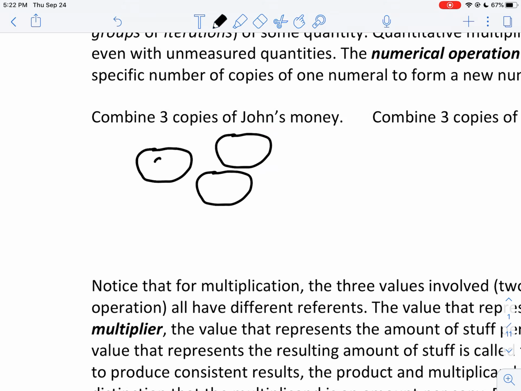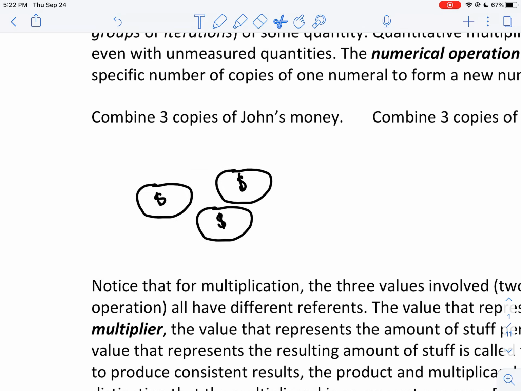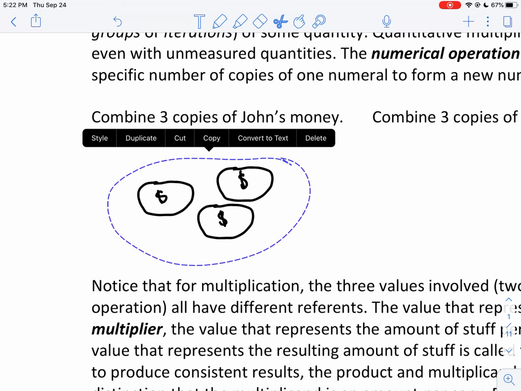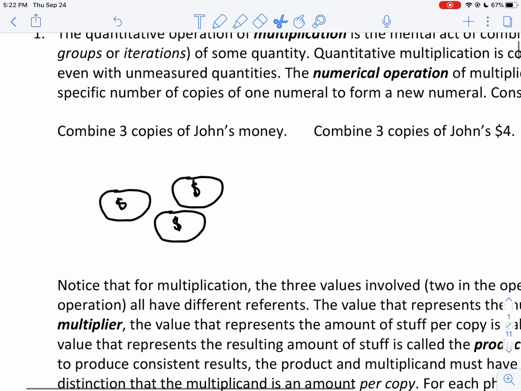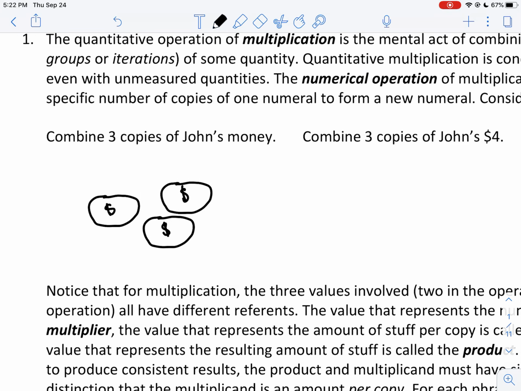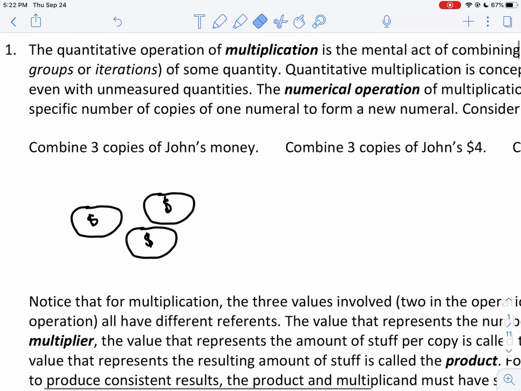We don't know how much money it is. Let's just put some sort of a dollar sign in here. And you combine them into a new amount. And so this collection here combined is 3 copies of John's money. And I can imagine that without even knowing how much money John has. We could even keep 3 general and just imagine this idea of copying until I've copied a certain number. I just wanted to specify 3 so I could say when to stop the copying. But you can imagine multiplication without even knowing how many copies you're doing exactly.